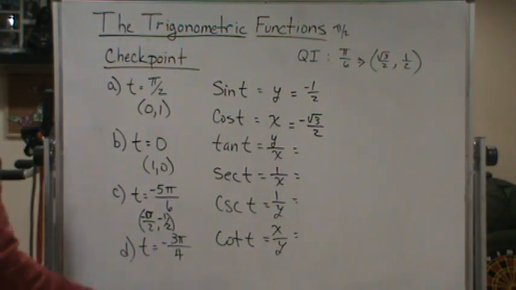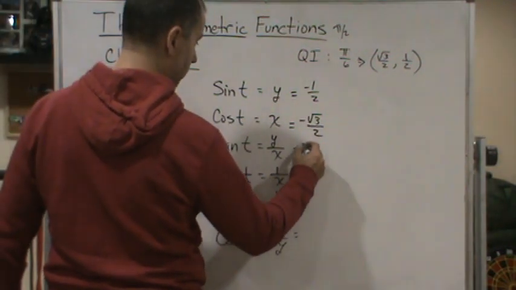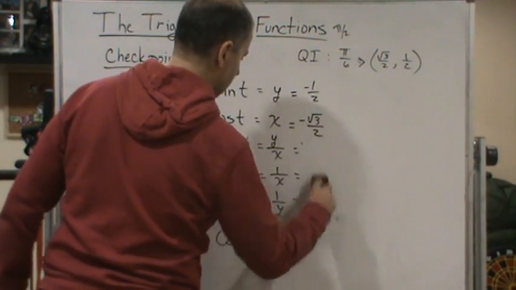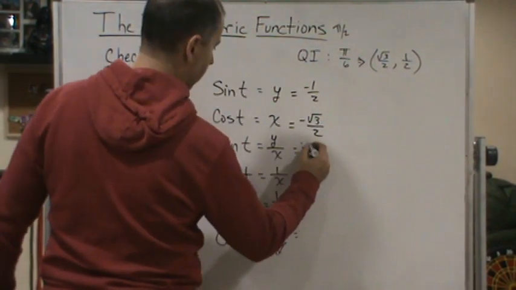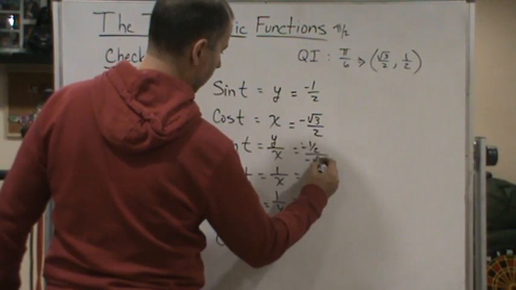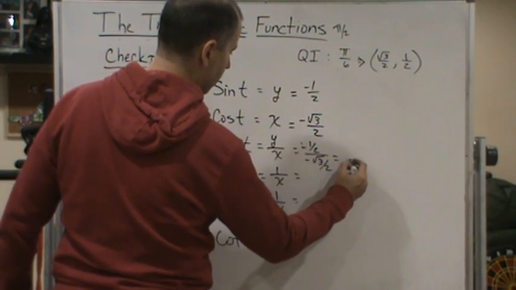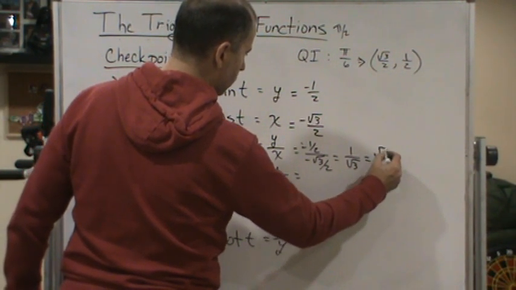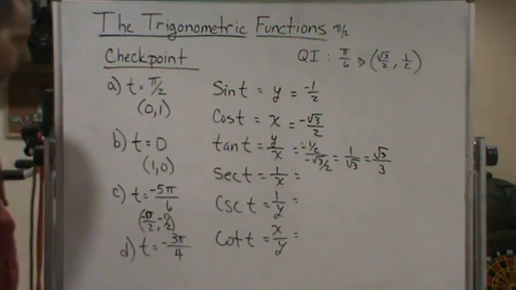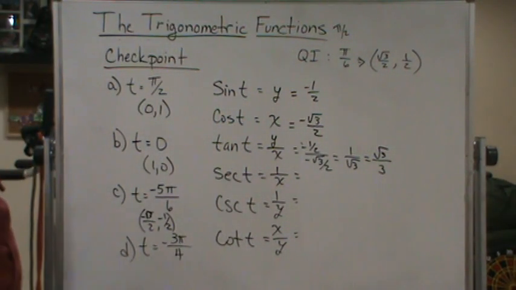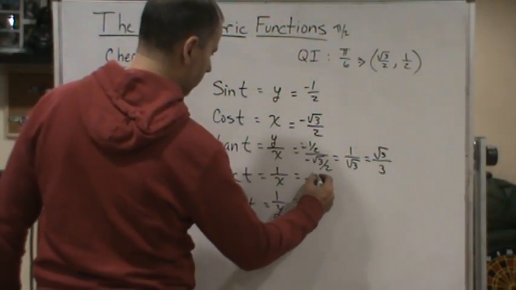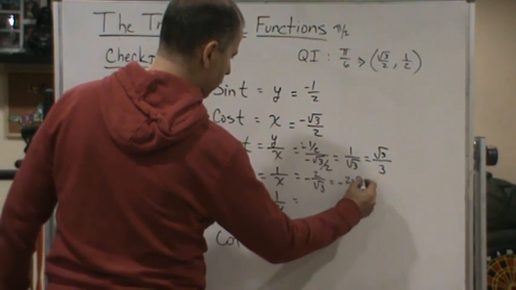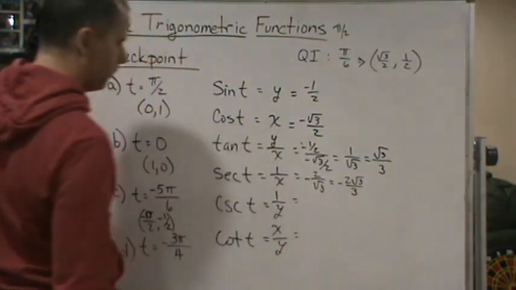And then y over x is going to be negative, oops, I almost made a mistake again. Negative 1/2 over negative square root of 3 over 2, which again gives us 1 over the square root of 3, which gives us square root of 3 over 3. And then 1 over x is going to be negative 2 over root 3, which is going to give us negative 2 root 3 over 3.